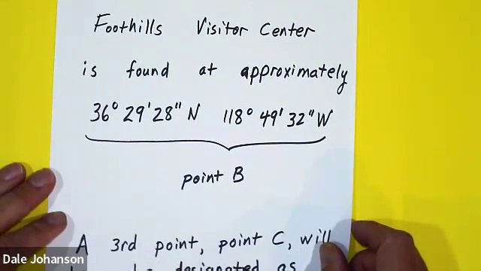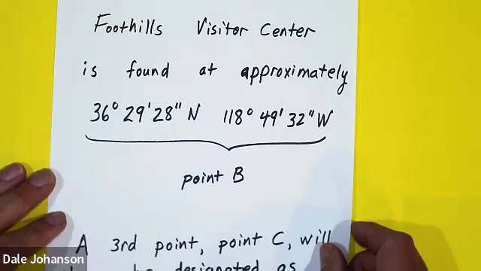Again, you can see the degrees, minutes, and seconds. Keep in mind that there is 60 seconds in 1 minute and 60 minutes in 1 degree. So very similar to the clock. We're going to call this point B. When we think about north, north means it's 36 degrees, 29 minutes, 28 seconds north of the equator.